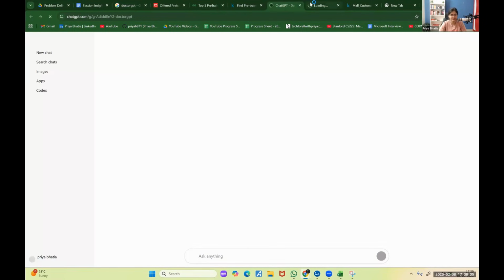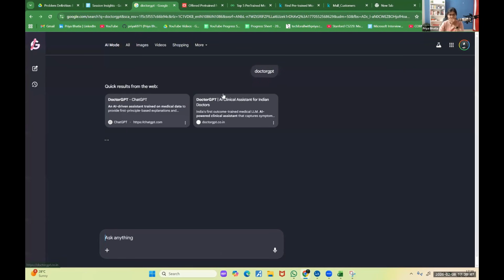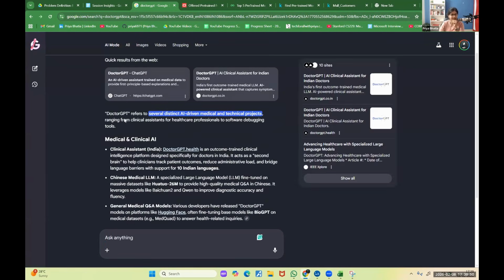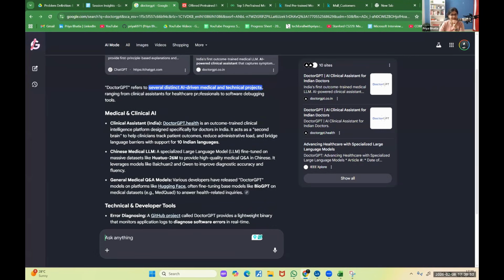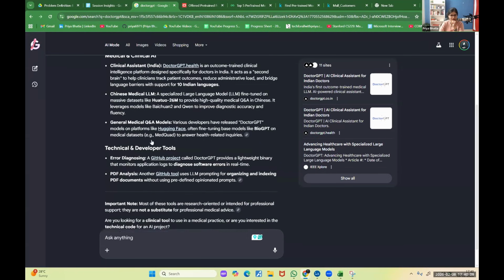So if I'll just click over here with my account, this Dr. GPT will open. I just want to showcase you its definition. So you can see Dr. GPT refers to several distinct AI-driven medical and technical projects, ranging from clinical assistants for healthcare professionals to software debugging tools. Medical and clinical AI: we have clinical assistants, Chinese medical LLMs, and a general medical Q&A module.